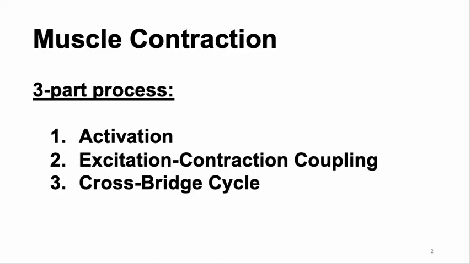Next, excitation contraction coupling. So we have to hook together the action potential in the muscle, which is an electrical event, to the mechanical event, which is contraction of the sarcomere. And then the cross-bridge cycle, which is in fact what allows for the shortening of the sarcomere.